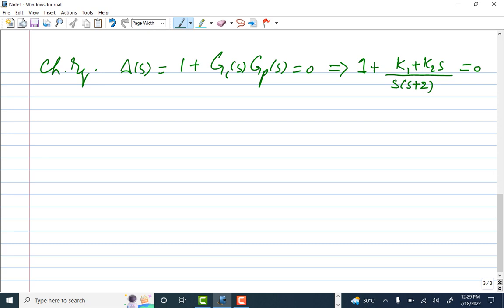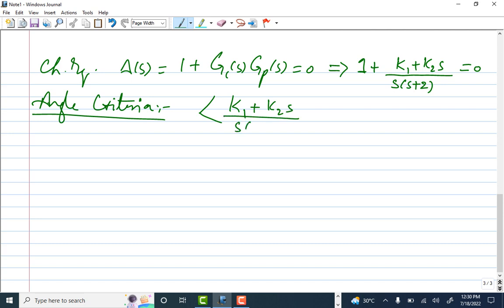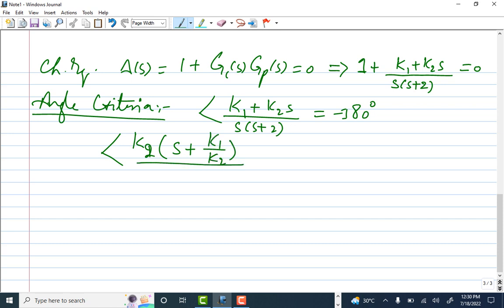Now from this equation we have to use two criteria. One is the angle criterion. The angle criterion says that the angle of k1 plus k2s, all divided by s into s plus 2, must be equal to minus 180 degrees. For simplicity I just reshape it. If I take k2 out, it is easy to look at the zero location: the angle of s plus k1 divided by k2, all divided by s into s plus 2, must be equal to minus 180 degrees.